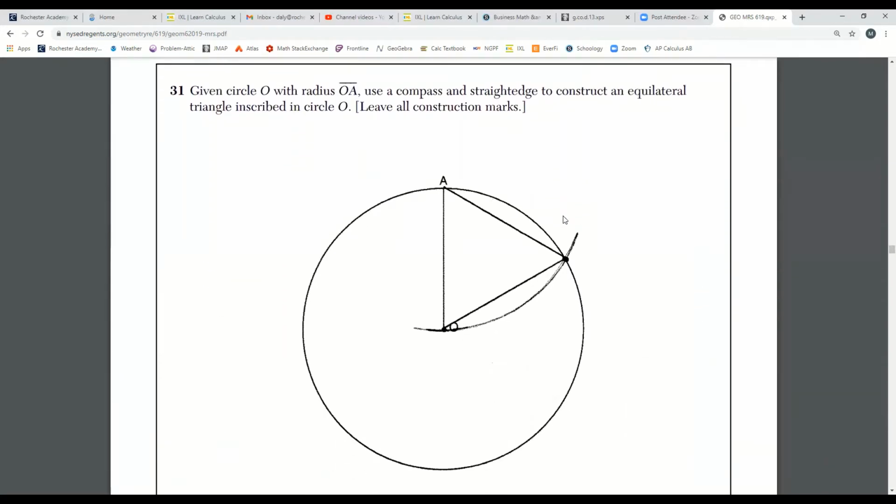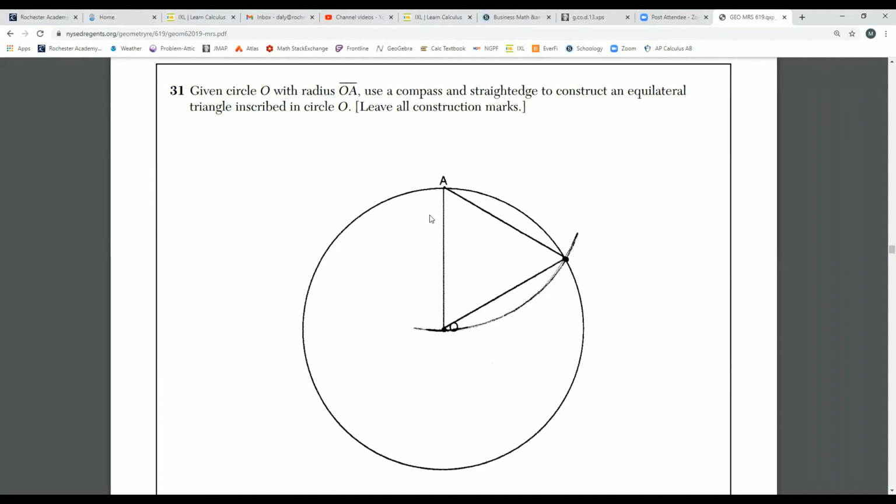All right, how about this student? What do you think they did? Did they follow the instructions? And how many points do you think they would get for this? Well, this student had their compass open to AO, to the radius of the circle. And so with their pointy end at A, they swept out this arc. And then using this point and A and O, they constructed a triangle.